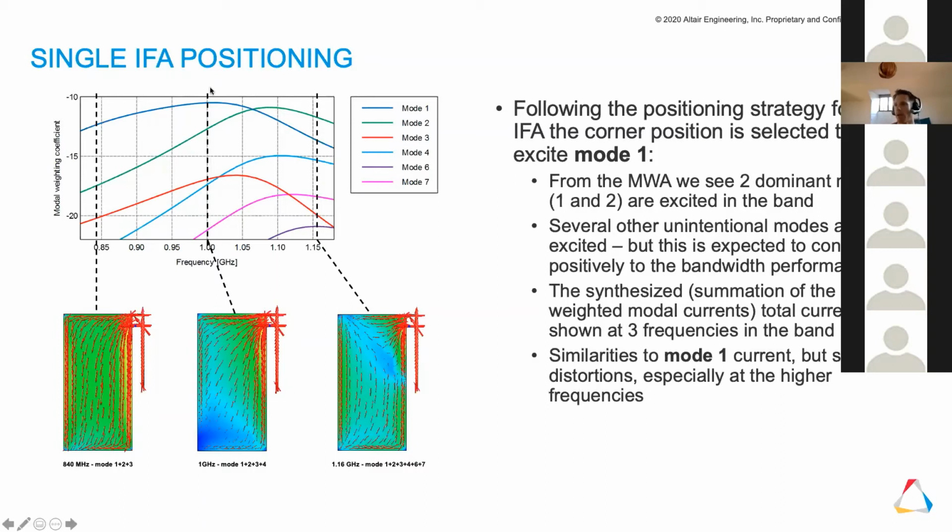At 1 gigahertz, there are a couple more modes that come into play. So we sum mode 1 to 4. And at 1.16 gigahertz, we have all 5 or 6 modes that we sum. So you'll see at the lower frequency, we have kind of the properties of mode 1, which is what we expect because it has the largest amplitude. As we go up in frequency, this becomes a bit more distorted, but we still have some characteristics there.